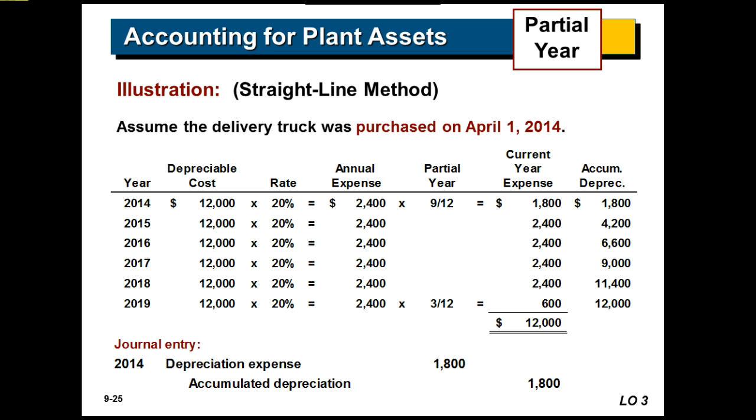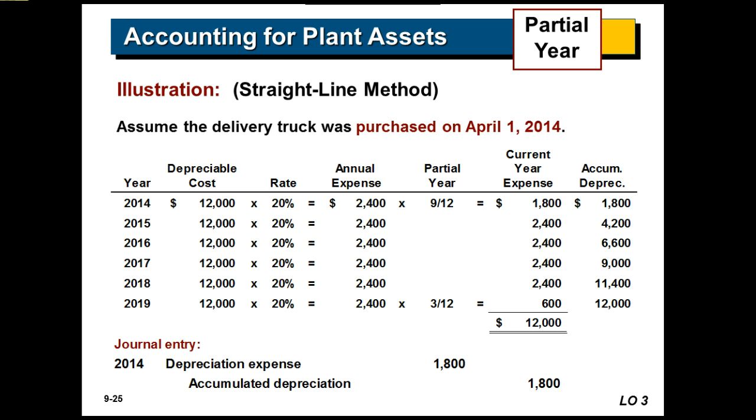So we don't have a full year there, we've just got $1,800. Now, the other years we're going to keep taking the full year, but in the final year, because we're depreciating this over 5 years, but since the first year we only took 9 months, in the final year, or the portion of the 6th year, we're going to take that remaining 3 months of depreciation.